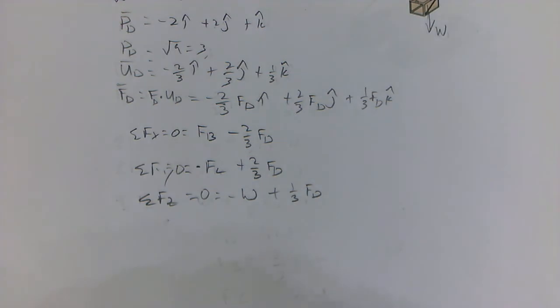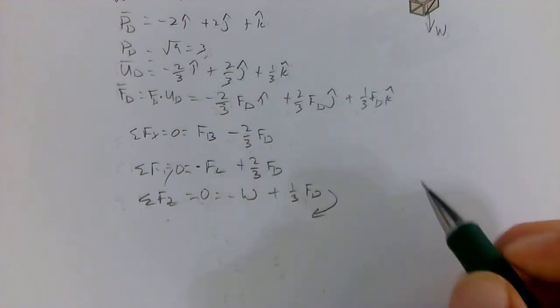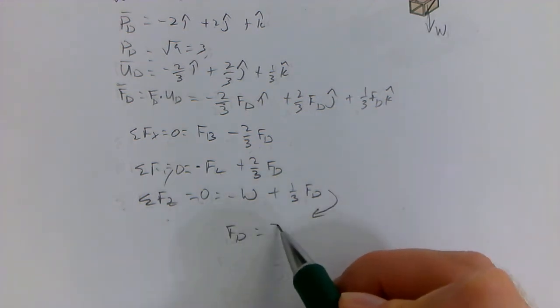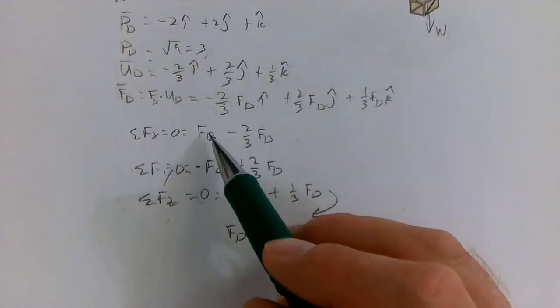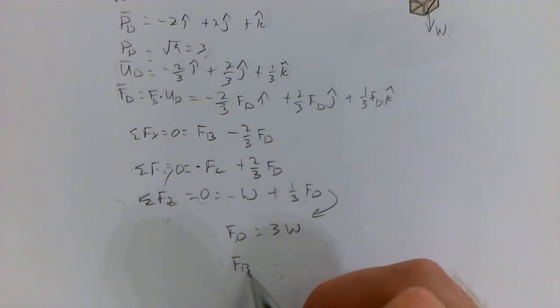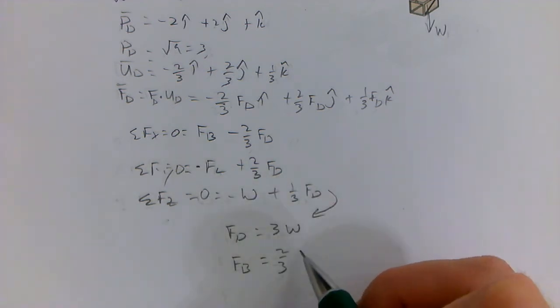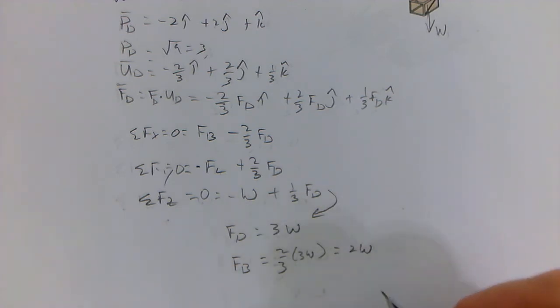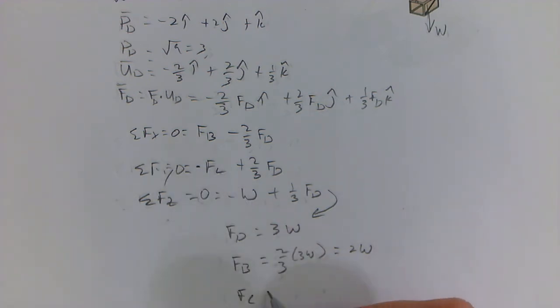So now we have 3 equations, 3 unknowns. You could put it in a calculator solve or do it by hand. I'm going to start with this one. So FD equals 3W. And then this one here, FB is equal to, move that to the other side, 2/3 FD, but FD is 3W. So FB is 2W. And this one, move FC to the side, so FC is 2/3 FD, which is again 3W, which is 2W.